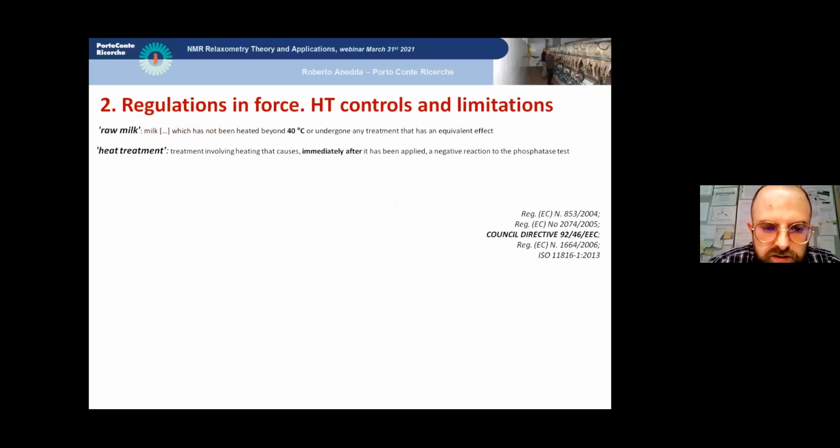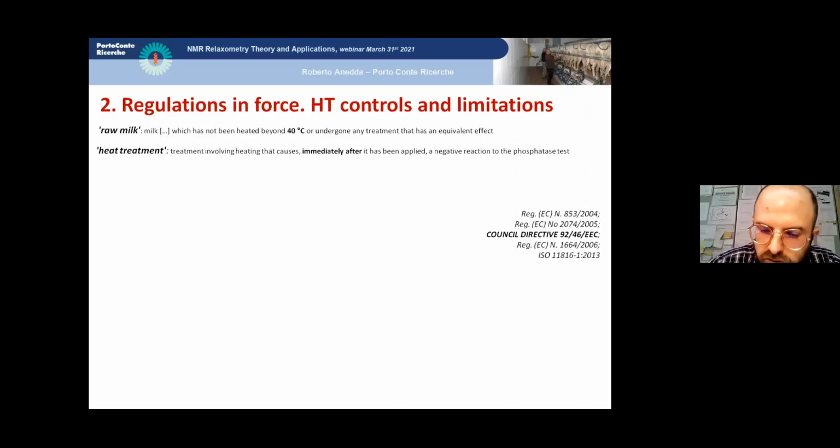Okay, regulations. Regulations, of course, are what we have in order to control dairy production. According to regulation in force in Europe, milk is considered to be raw if it's not heated above 40 Celsius degrees. Heat treatments involve heating that causes a negative reaction to the phosphatase test. This is what the regulation says.